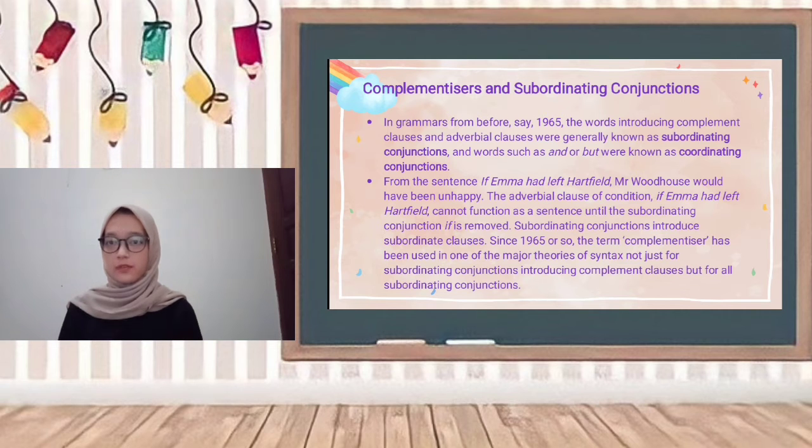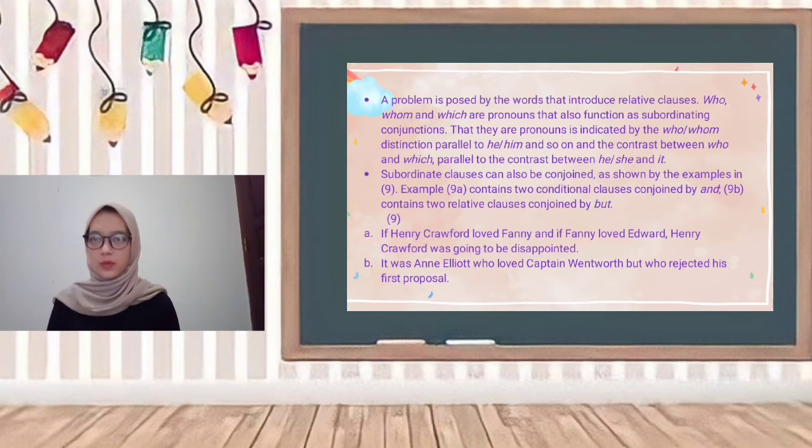Since 1965 or so, the term complementizer has been used in one of the major theories of syntax, not just for subordinating conjunctions introducing complement clauses, but for all subordinating conjunctions. A problem is posed by the words that introduce relative clauses. Who, whom, and which are pronouns that also function as subordinating conjunctions. That they are pronouns is indicated by the who or whom distinction parallel to he or him and so on, and the contrast between who and which parallel to the contrast between he or she and it.